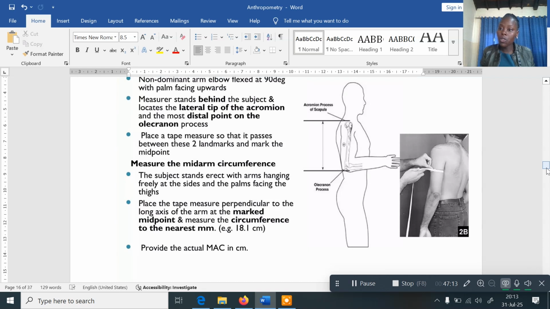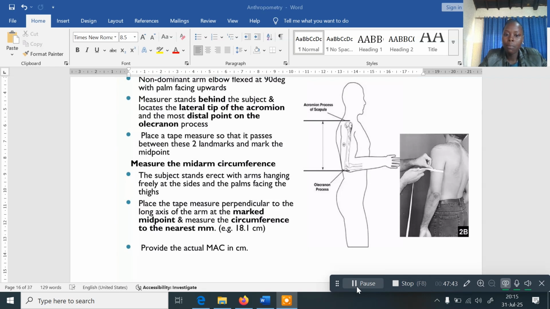So you're going to reposition this arm. For taking the mid-upper arm point, it will be at an angle 90, palm facing upwards. But for taking the mid-arm circumference, you will reposition the arm and make it face downwards. You make it hang freely and face downwards. Then you can now take the mid-arm circumference.